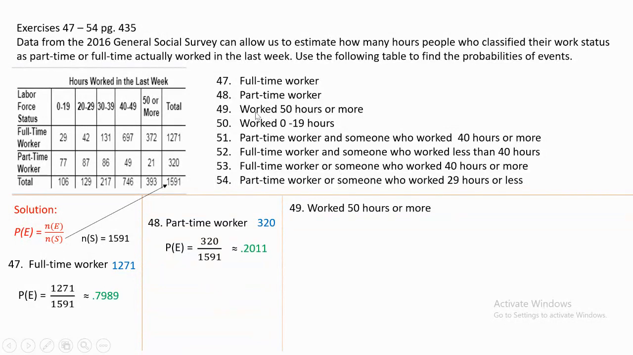Number 49, worked 50 hours or more. So this will be 50 hours or more, will be 393. So the probability for that to occur will be 393 over 1,591, which would be something like 0.2470.